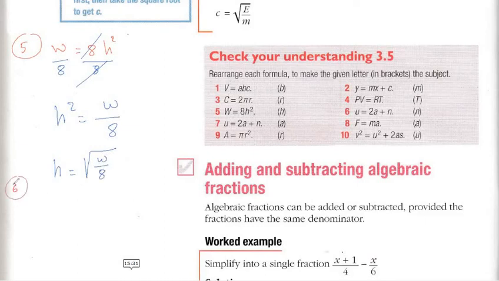Six, u equals 2a plus n. Make n the subject. To make n the subject, we only need to take 2a to the other side. So u, take 2a to the other side, negative 2a, equals n. So we can just write n equals u minus 2a.